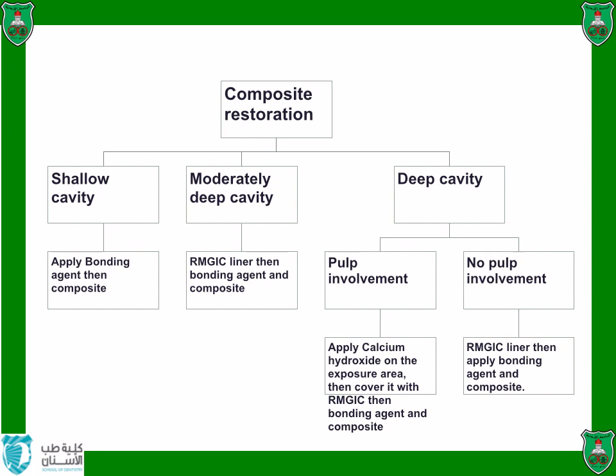Now again, if you don't have resin modified glass ionomer in the clinic, you can use the conventional glass ionomer, or sometimes we use a flowable composite. Flowable composite is the same as composite, but the filler part is less, so they have flowing properties. They are not thick like the normal restorative composite that we have.